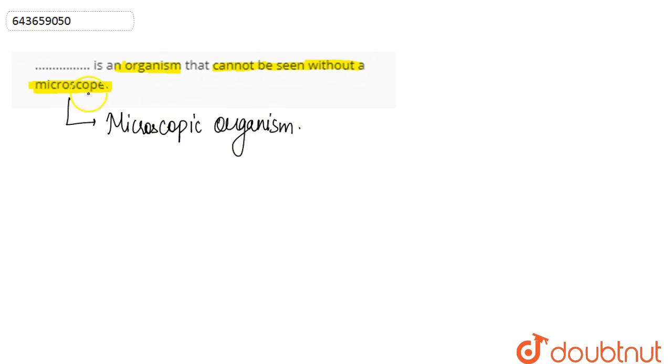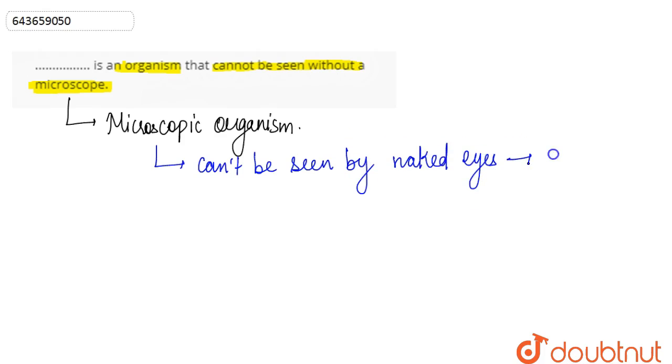So microscopic is simply those organisms which can only be seen through a microscope and they can't be seen with the naked eyes, right? Such organisms can't be seen by naked eyes, because they are very small, right? The reason being that because they are very small, that's why we can't see them through naked eyes.